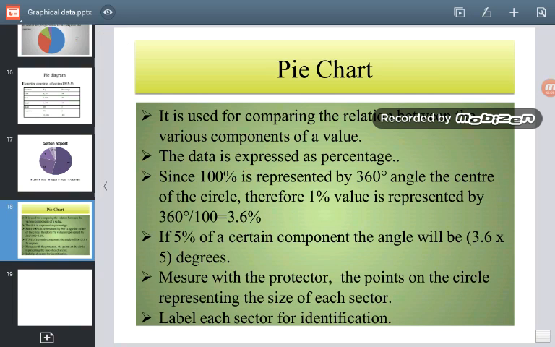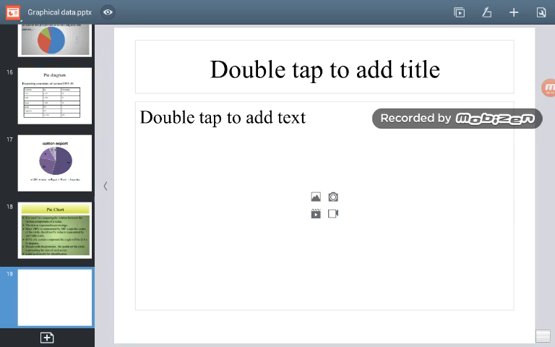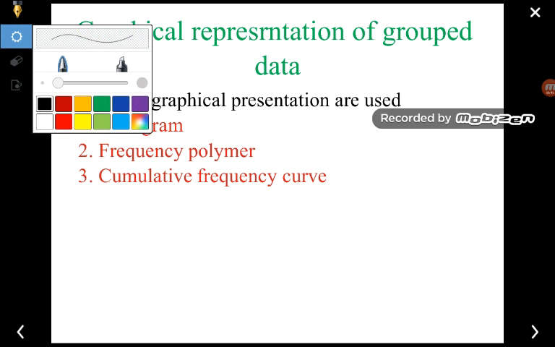once it is converted into percentage, then these values are again converted into degrees. So how are you going to convert into degrees? For this you have to first plot a graph. So in order to plot a pie chart, you have to plot a circle. So we have to plot a circle.